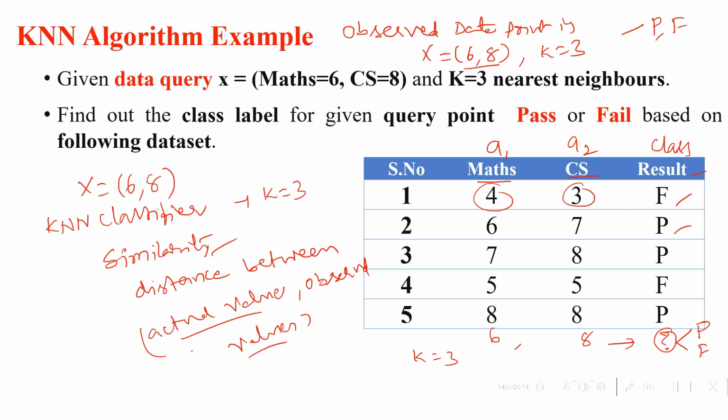There are different types of distance measures, like Euclidean distance and Manhattan distance. But here we are going to use the Euclidean distance as the similarity measure. Based on this Euclidean distance, we are finding the similarity between the observed value and the actual values. Based on that, we are going to assign the class label, whether it is pass or fail.